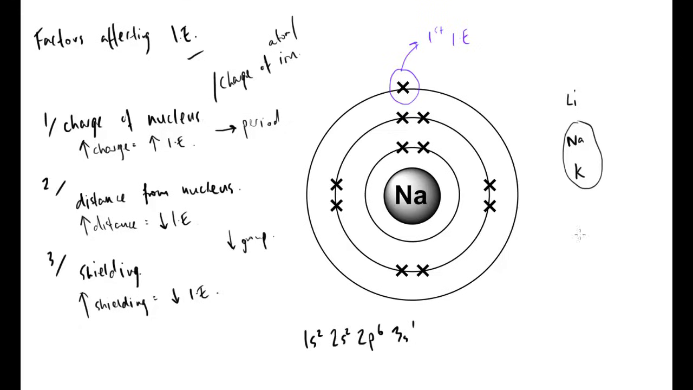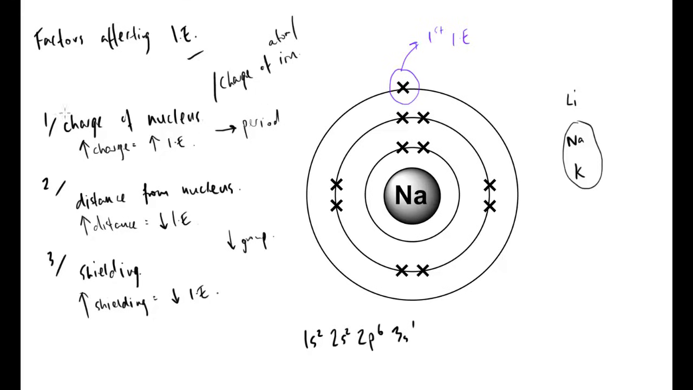So down the group, ionisation energy is going to decrease, as opposed to across the period, where it's going to increase. And the main reason for that is down the group, atom size is increasing, so the distance from the nucleus increases. Across the period, the actual distance is getting smaller, and that's also paired with the fact that the nuclear charge is getting greater and the shielding is remaining equal. So that's a point to be aware of.